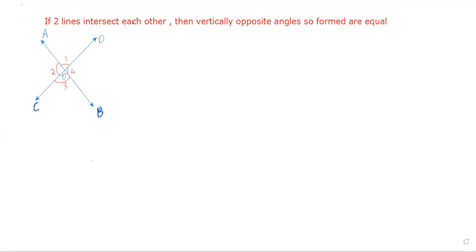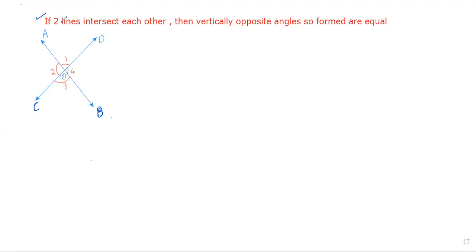So first thing you need to know is the statement. What does the statement say? If two lines intersect each other, that is the first part of the statement. The second part of the statement is that vertically opposite angles which are formed are equal. So whenever you're going to take a theorem, the first step is to become thorough with your statement. In this statement, something is given and you're supposed to prove some other thing which is related to the data which is given.